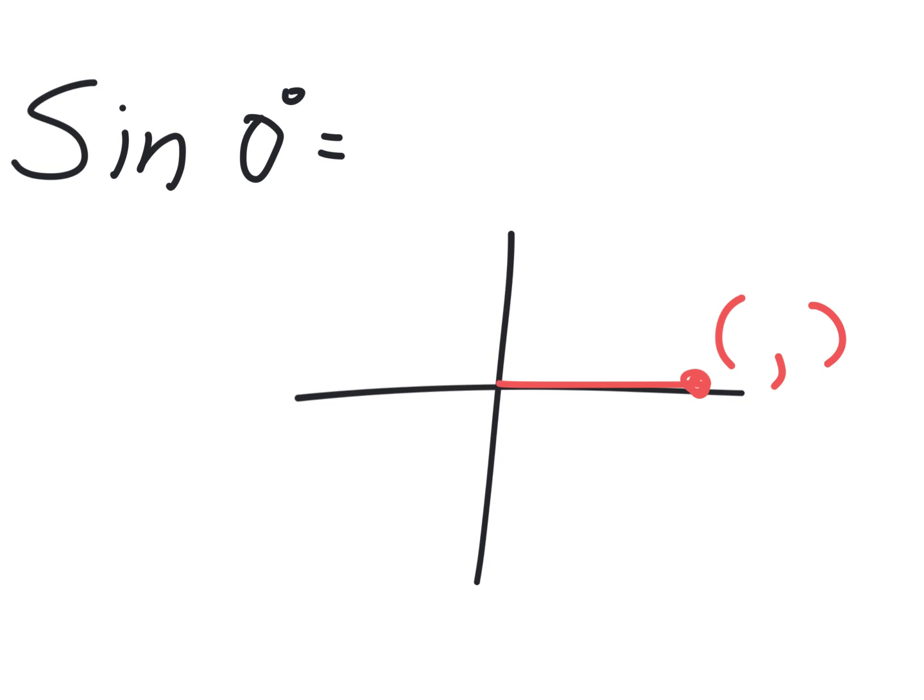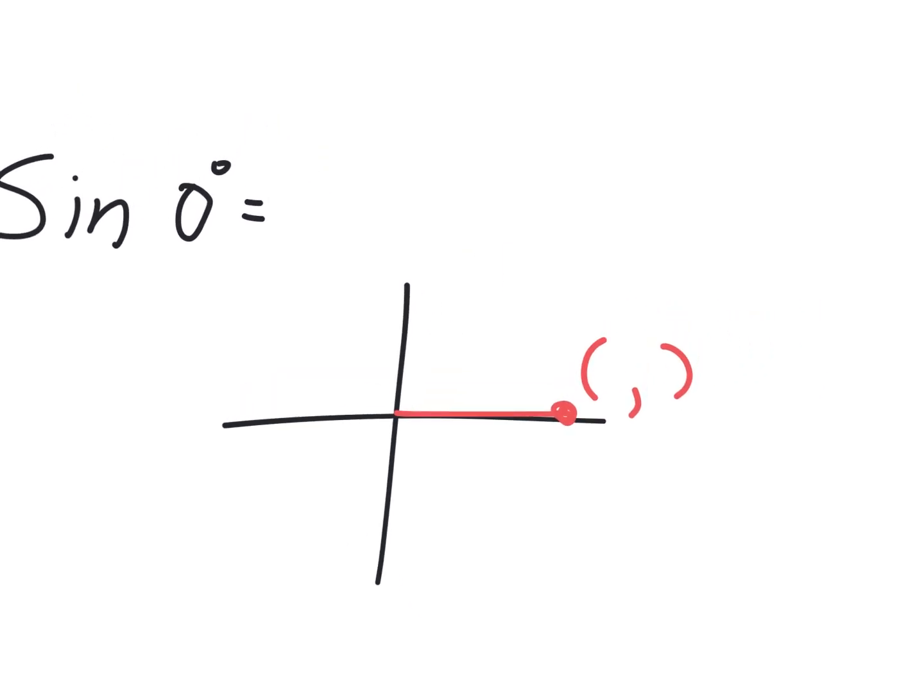Okay. Ethan T, what's that spot? What comma what, right here? 1 comma 0. Good. And sine is what letter over what letter? X over R. Y over R.